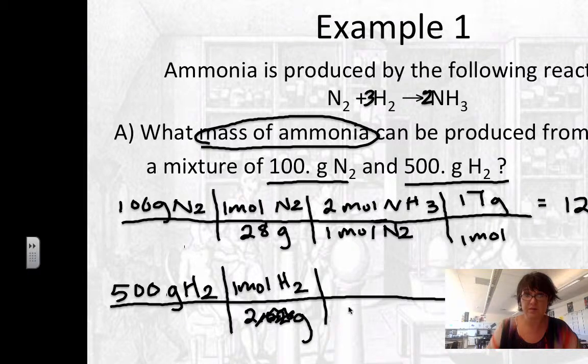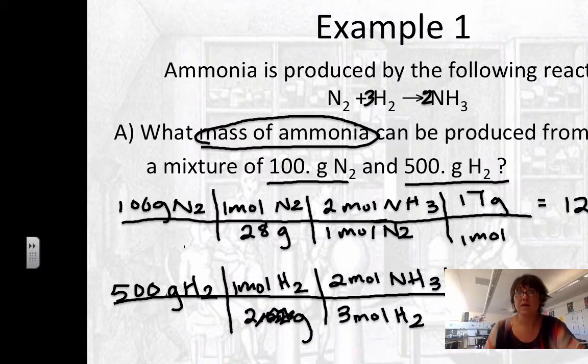Hydrogen's on top, so it's going on the bottom next. For every 3 moles of hydrogen, we have only 2 moles of ammonia being produced. And then every mole of ammonia weighs 17 grams. So it's calculator time again. Let's work this one through.